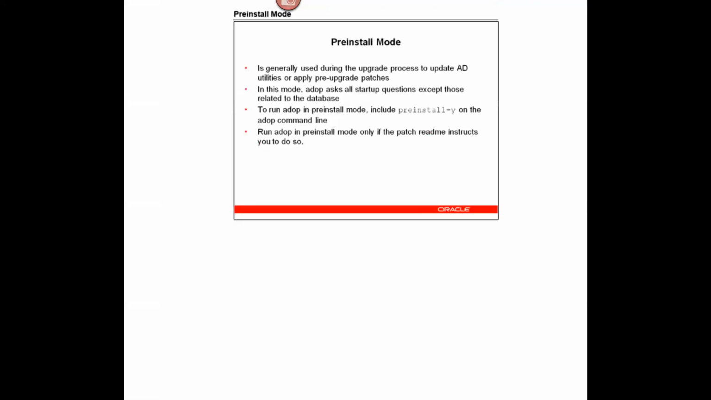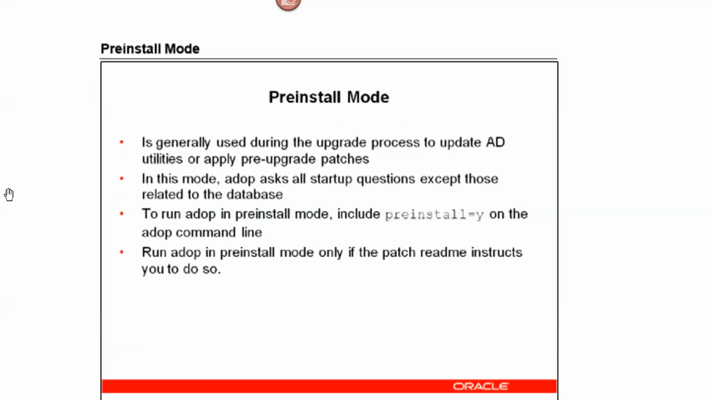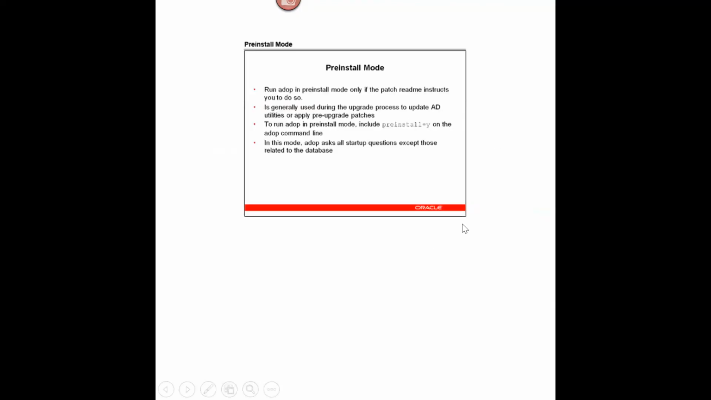There is also a pre-install mode. This is applicable normally only during the upgrade, and only when Oracle says so. It is generally used during the upgrade process to update the AD utilities or apply some pre-update patches. So only when Oracle says pre-install is required, for example when upgrading from 12.1.3 to 12.2. I'll show this particular thing.